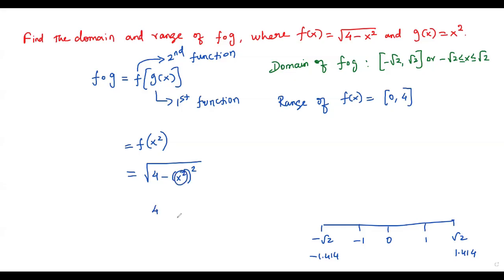When I take x equals negative 1, then x square will become just 1. 4 minus 1, square root of 4 minus 1 is just square root of 3, which is 1.732. When I take x equals 0, this complete stuff will become 0, and then square root of 4 will become 2.